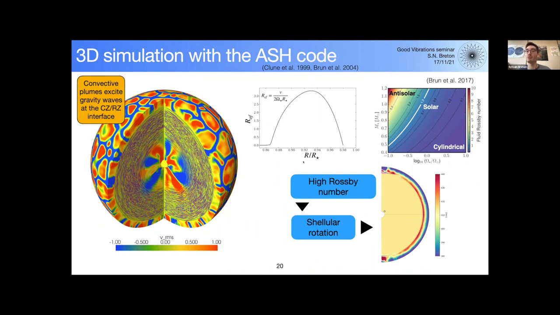Also, as I said, the model is rotating quite slowly for an F-type star. So if you compute the convective Rossby number of your model, you get a high Rossby number, and it was shown by Breital 2017 that for high Rossby number, you tend to have an anti-solar rotation. Here in the model, we have a solar-like rotation.